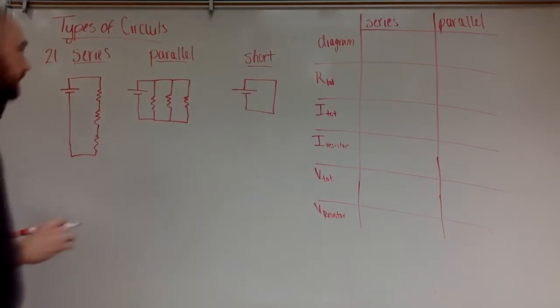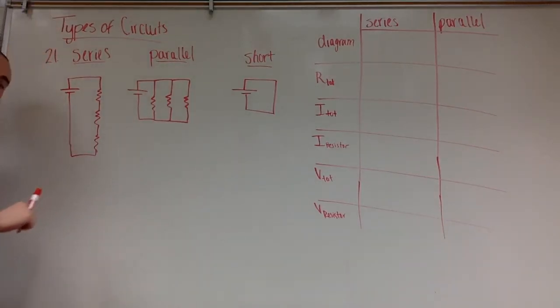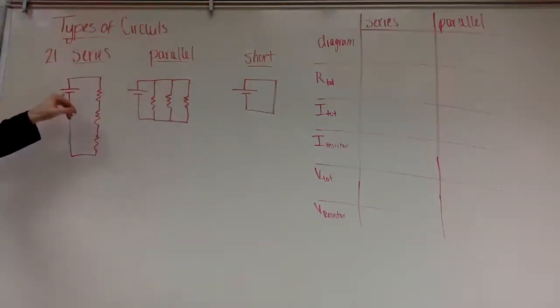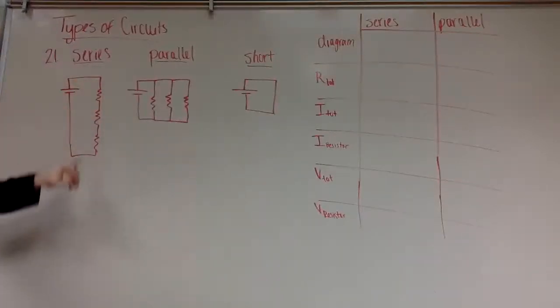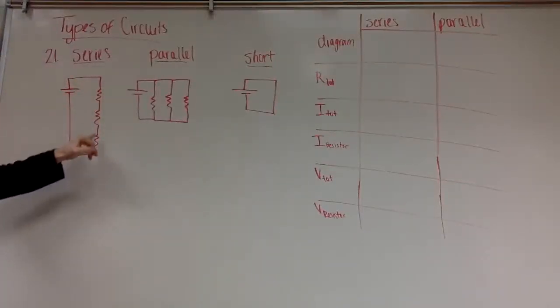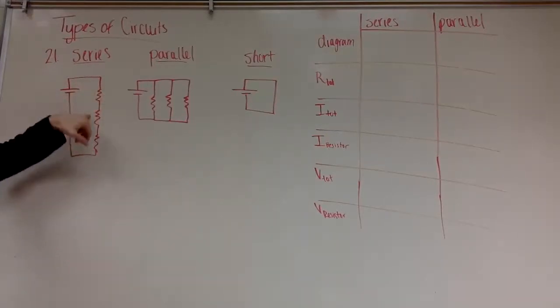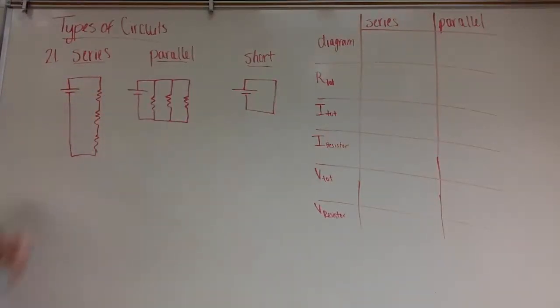All right, now we're talking about types of circuits. So we have three different types. There is the series circuit, parallel, and a short circuit. In a series circuit, you notice that when electrons flow out of the battery, it only has one pathway to flow through, meaning that the rate at which electrons are flowing here is the same at which they're flowing here and there, everywhere through the circuit, they're exactly the same.